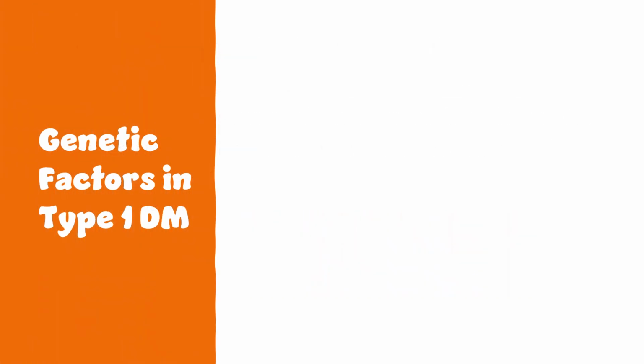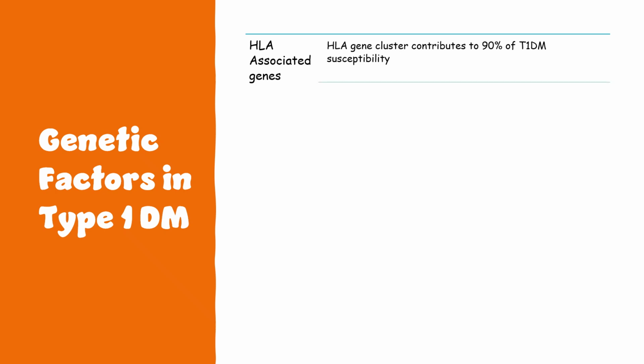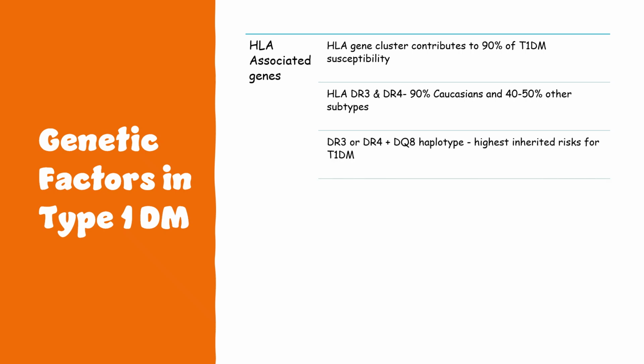What are the genetic factors in type 1 diabetes mellitus? Genetic factors in type 1 diabetes mellitus can be broadly classified into HLA associated genes. Now, HLA associated genes contribute to 90% of the type 1 diabetes mellitus susceptibility, of which HLA-DR3 and DR4 are seen in 90% of Caucasians and 40 to 50% of other subtypes. DR3 or DR4 in combination with the DQ8 haplotype has one of the highest inherited risks for type 1 diabetes mellitus.